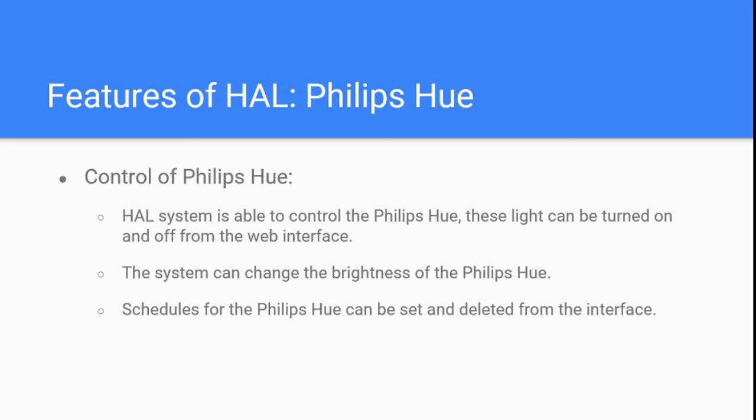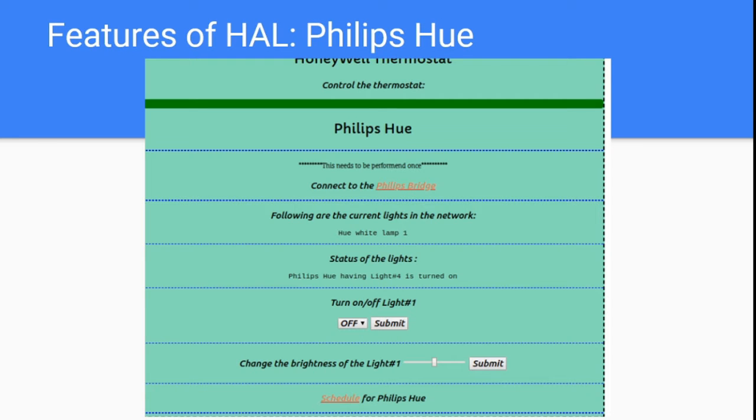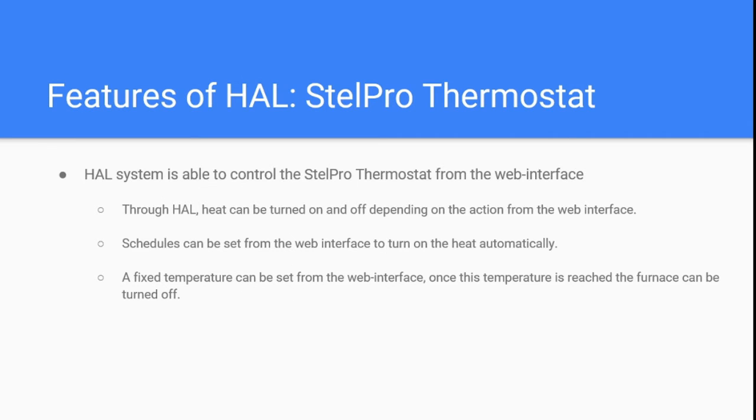And then we also have the feature to control Philips Hue. So we are able to control the Philips Hue bridge, which means we have access to the lights, and from there we can change brightness as well as whether or not the light bulbs are on, and set schedules for the Philips Hue to be turned on or off as a wake-up or nighttime setting. Here we have another screenshot of the interface very quickly.